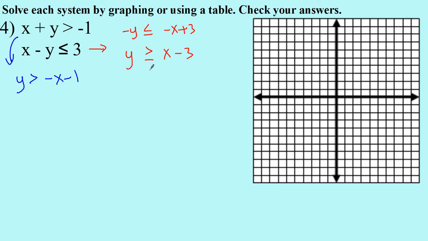So when we go to graph our lines, there's something we need to notice. This is equal to, this is not. So then this one is going to be a dotted line. And then this one is going to be a solid line because of the equal to. Okay? So let's see. We're going to graph this one, the blue one. So we're at negative 1 slope.